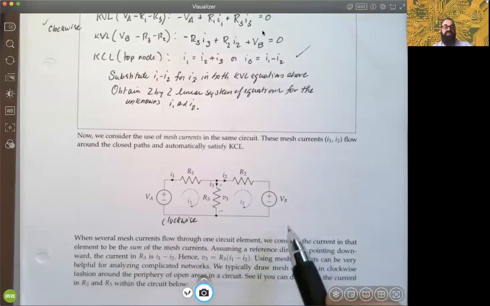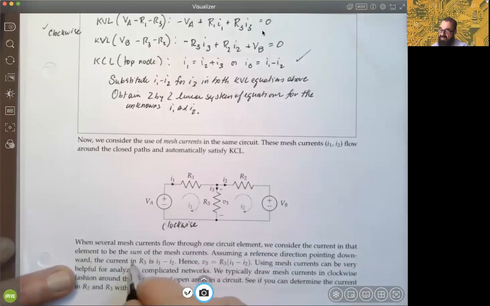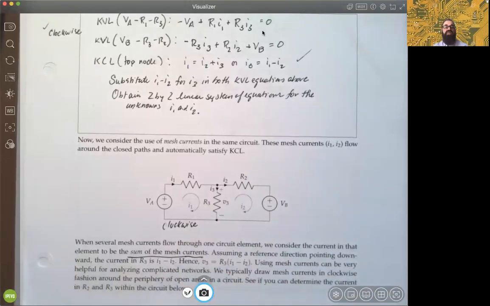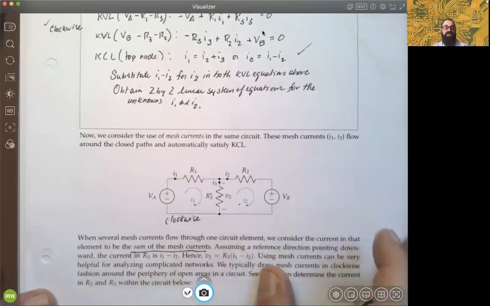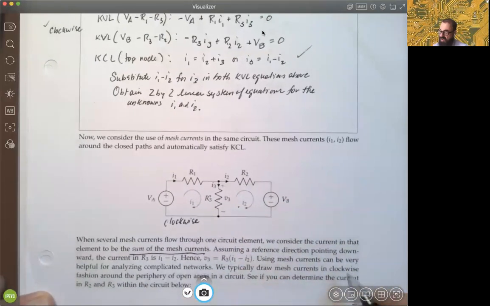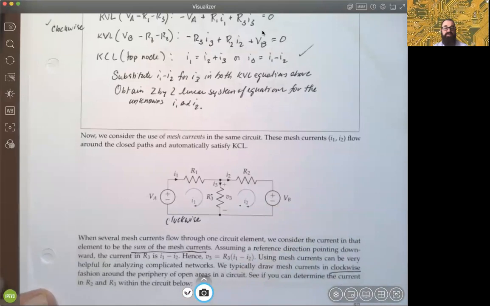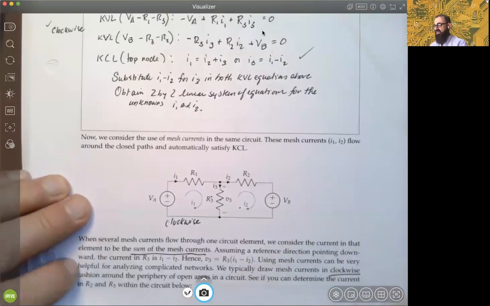The concept is that the current in the element is the sum of the mesh currents. So one of them is I1, one of them is a negative I2, and so the sum is I1 minus I2, right? Very helpful for analyzing complicated currents. You typically draw them clockwise, as I said before, okay? And so we'll do a couple examples here.